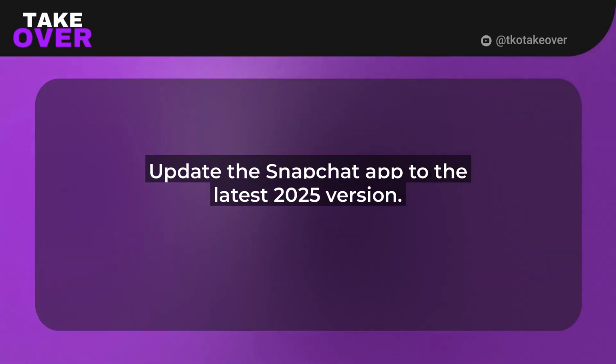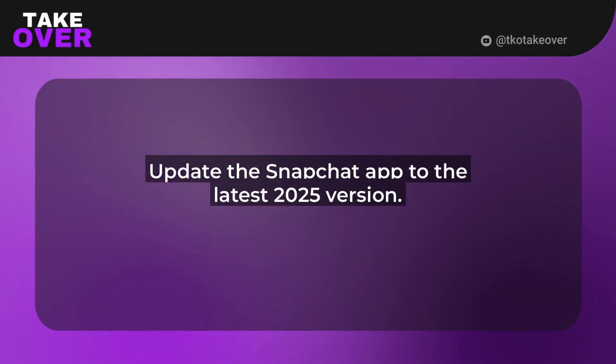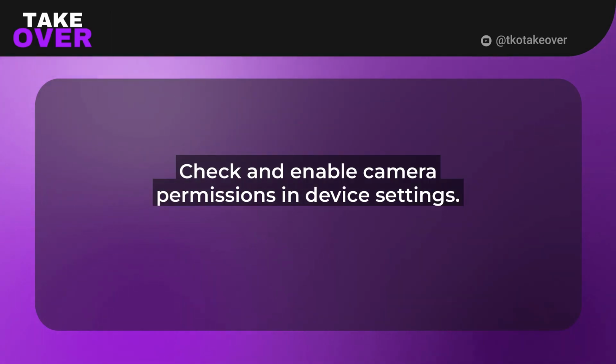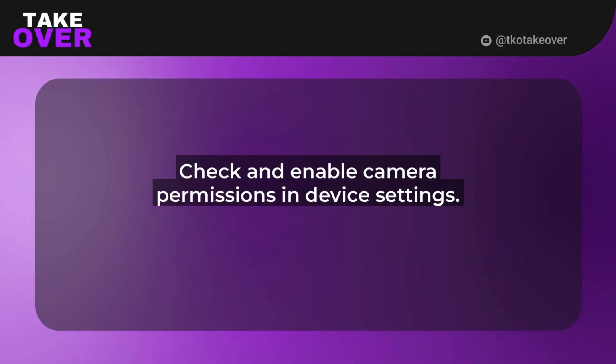Step 1. Start by updating your Snapchat app. In 2025, Snapchat is rolling out new features, so head to your App Store, whether it's Google Play or the Apple App Store, and check for updates. Tap Update if available, then reopen the app and see if the problem persists. If that doesn't work, move on to Step 2.